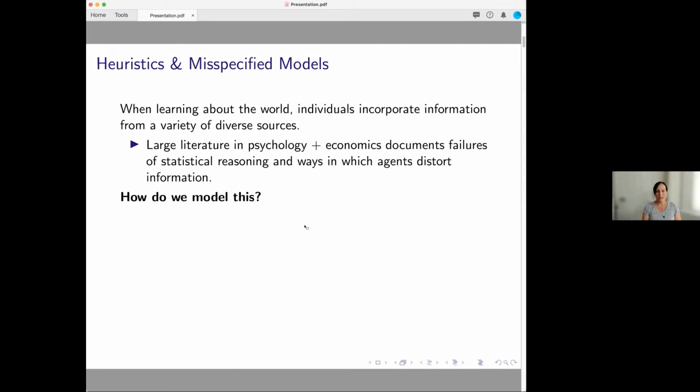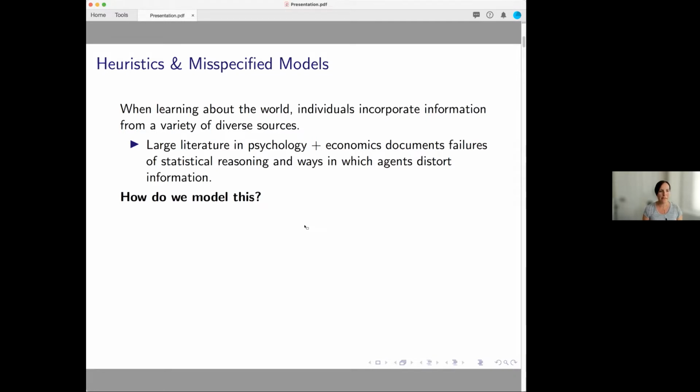If we look at classic learning models, when agents are learning about the world, they're incorporating information from a variety of diverse sources. And there's a large empirical literature in psychology and economics that documents failures of statistical reasoning in different contexts and ways in which agents distort information. For example, failure to account for correlation, failure to properly interpret signals in terms of their precision, overconfidence, and motivated reasoning, which causes agents to systematically slant information in a particular direction.